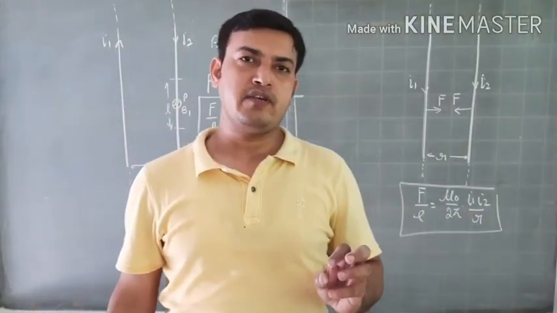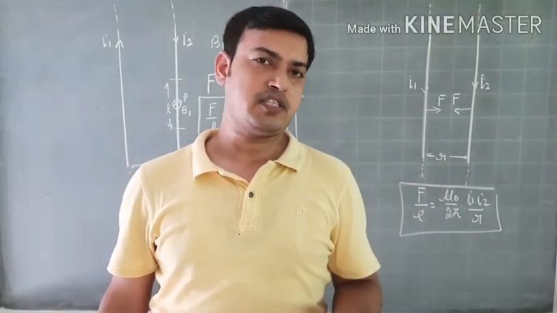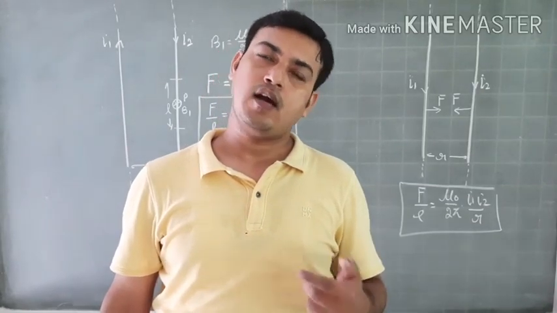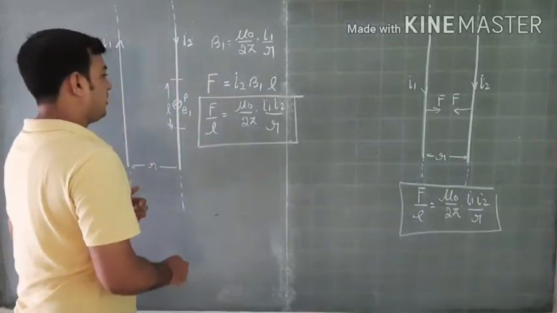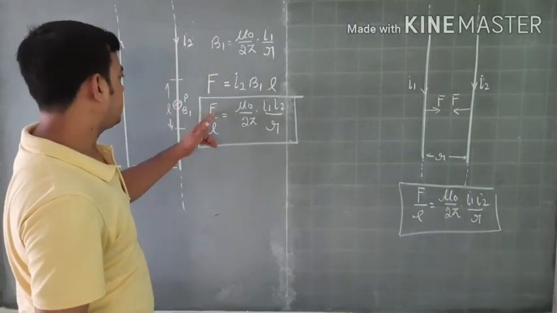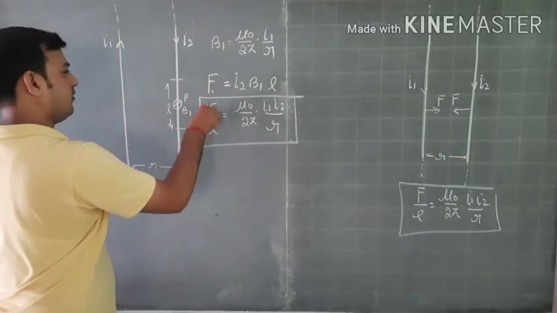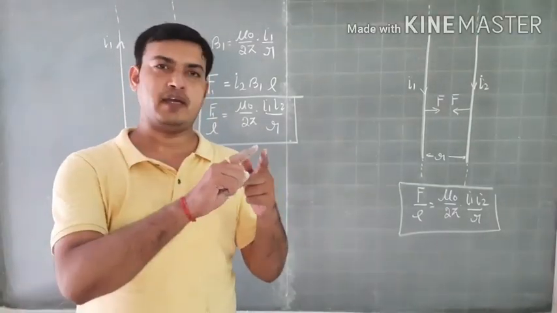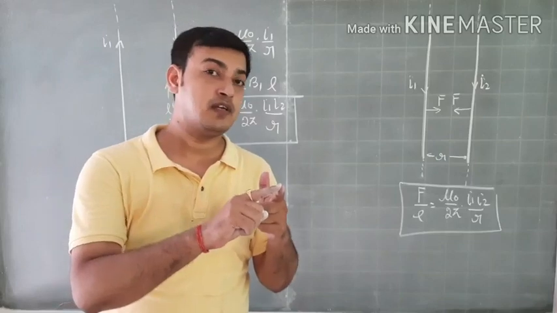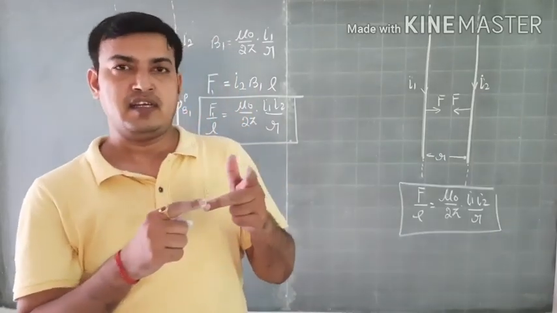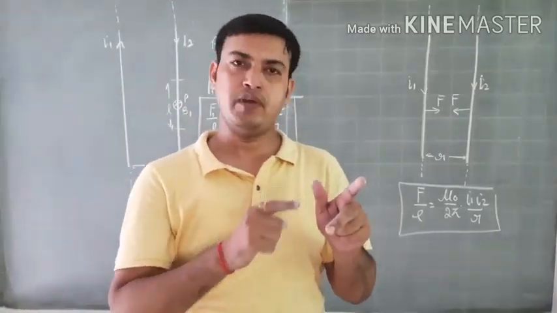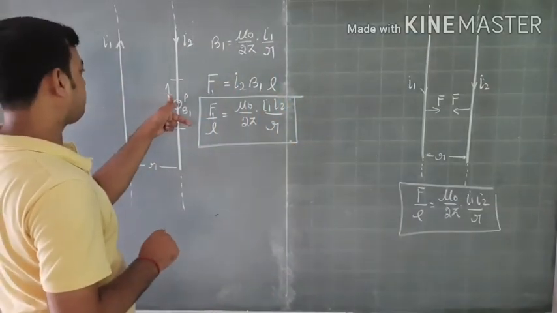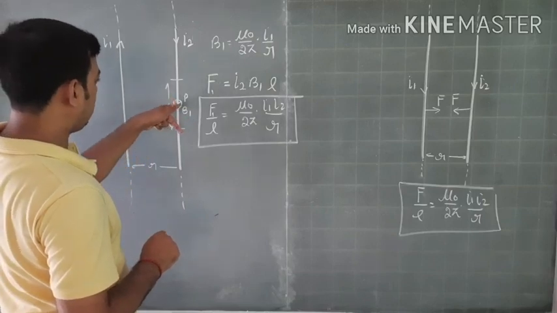So the force per unit length will not change whether the currents are in the same direction or in the opposite direction. But the important thing is, what is the direction of this force now? Suppose this is the force F1. So once again I will apply the left hand rule. I will keep my forefinger in the direction of magnetic field, the middle finger in the direction of current, so the thumb will give me the direction of force.